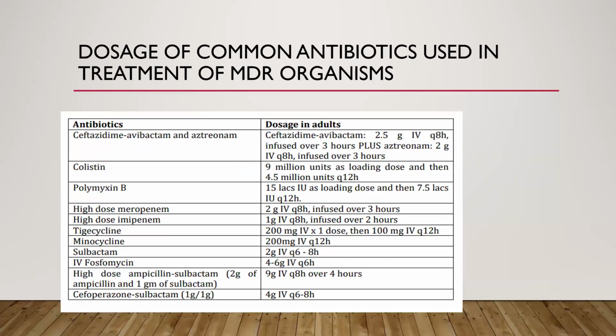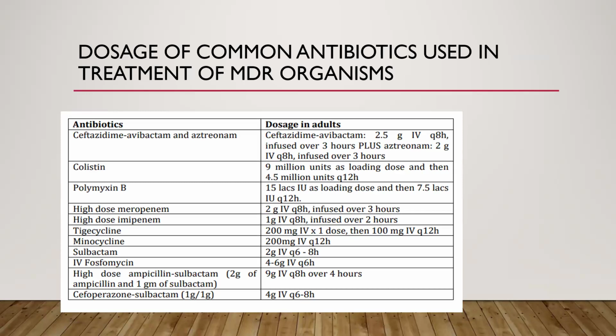Now, the dosage of common antibiotics used in the treatment of MDR infections. Ceftazidime-avibactam 2.5 gram IV every 8 hourly, infused over 3 hours, plus aztreonam 2 gram every 8 hourly, infused over 3 hours. Colistin, 9 million unit as a loading dose, then 4.5 million unit every 12 hourly. Polymyxin, 15 lakh IU as a loading dose, then 7.5 lakh every 12 hourly. High-dose meropenem, that is 2 gram IV every 8 hourly, infused over 3 hours, and high-dose imipenem 1 gram IV every 8 hours, infused over 2 hours.